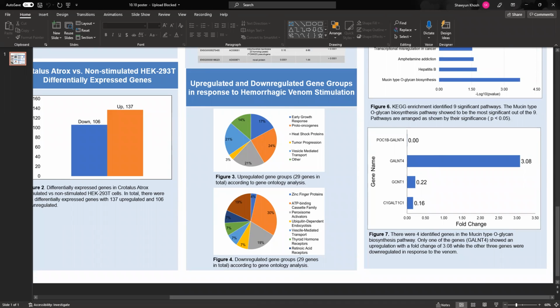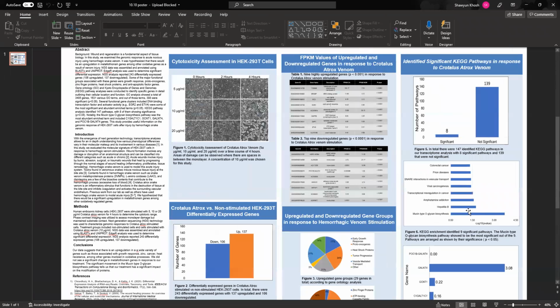And overall, our data suggests that there's an upregulation and downregulation of a wide variety of genes, as we have outlined. And the significant movement in the mucin type O glycan biosynthesis pathway tells us that our treatment may have an impact on nephrosis, which is associated with kidney disease.